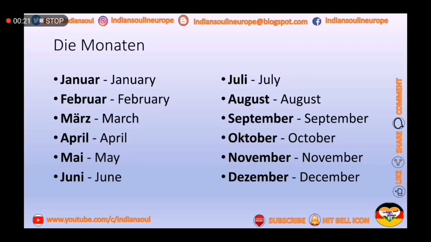So January is called Januar, February is called Februar, March is called März, April is called April, May is called Mai, June is called Juni, July is called Juli, August is called August, September is called September, October is called Oktober, November is called November, and December is called Dezember.